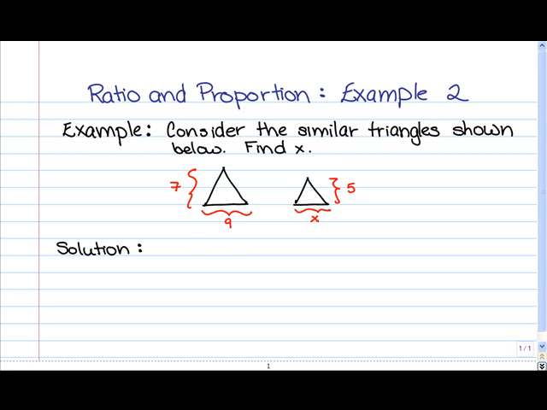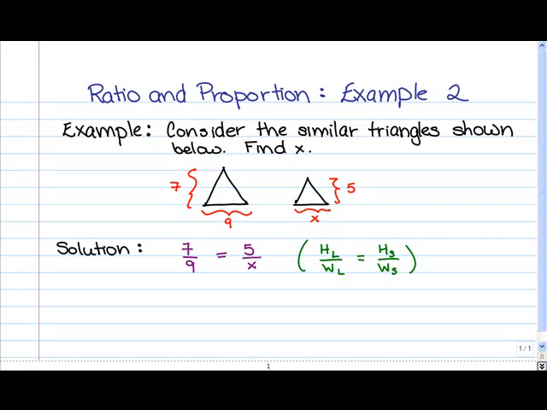So hopefully you've had a chance to take this up. Let's go ahead and try this out together. Again, there are different ways to set this up, but let's say that the height of the large triangle compared to the width of the large triangle is the same as the height of the small triangle compared to the width of the small triangle. So again, what we're doing is specifying that the height of the large compared to the width of the large is the same as the height of the small compared to the width of the small triangle.